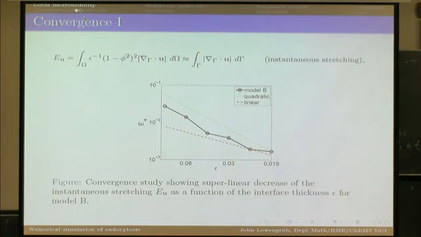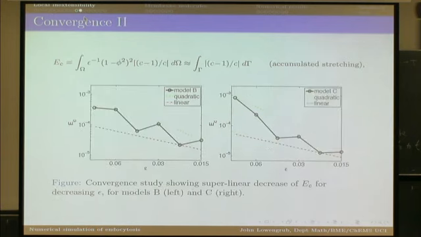What you can see is that this is the error, this guy, as a function of epsilon. This is first order convergence in epsilon, this is second order, and so it's somewhere in between. But certainly it's going down to 0 as you decrease epsilon. And this is for model B, the one where we introduce local inextensibility, but not relaxation.